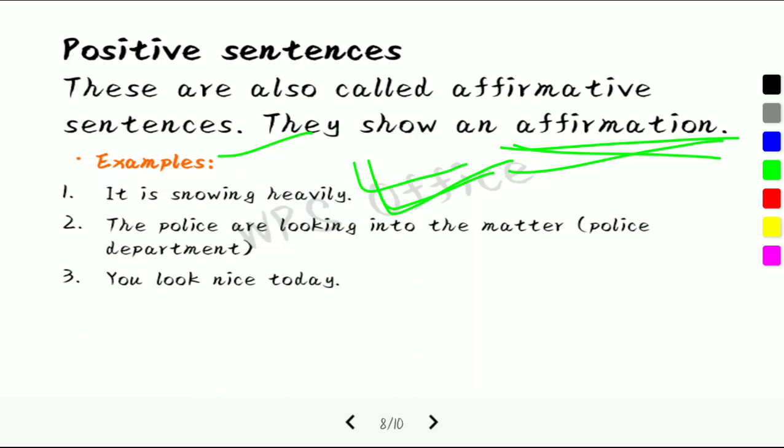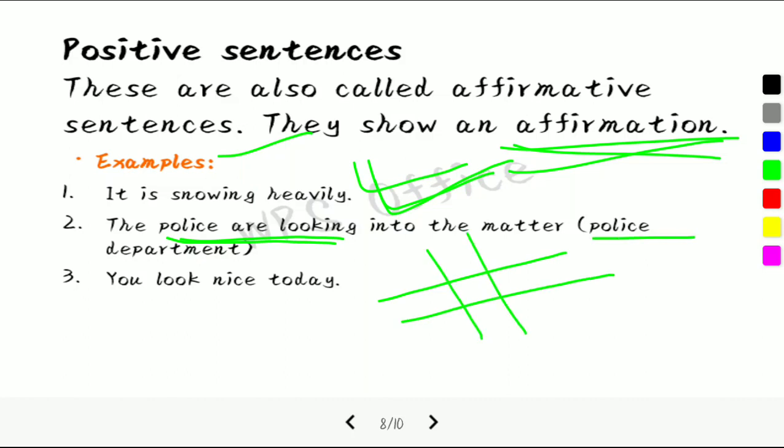The police are looking into the matter. We can say police is looking into the matter, or police are looking into the matter. It is quite a possible thing, quite a right thing, because we are talking about the police department. Police department is looking into the matter. The police are looking into the matter. You look nice today. You are looking nice. These are affirmative sentences.